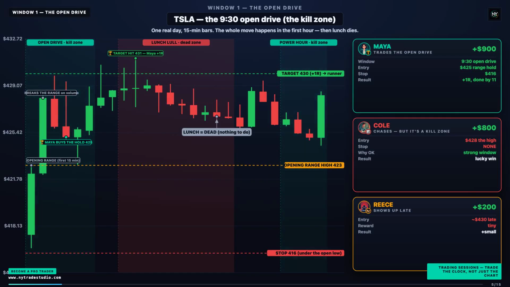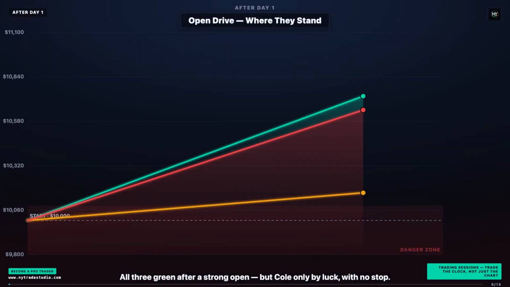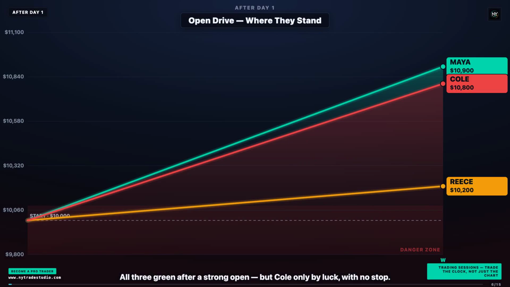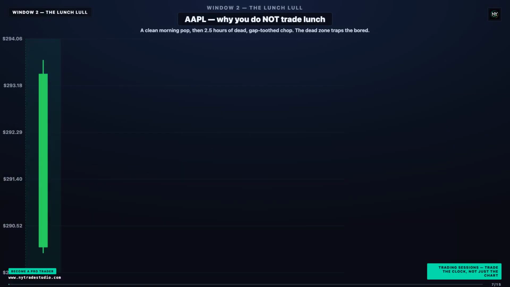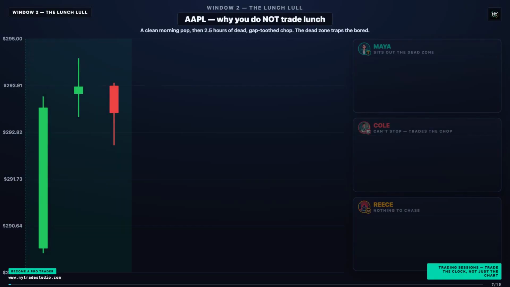The energy is at the open, so that is when Maya trades. After the open drive, all 3 are green. But Maya earned it with a stop and a plan, while Cole just got bailed out by a strong window. That luck is about to run out. Day 2, the lunch lull, and the lesson is simply do not trade it.